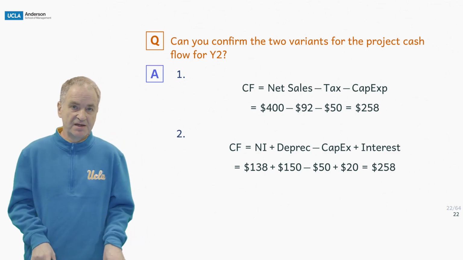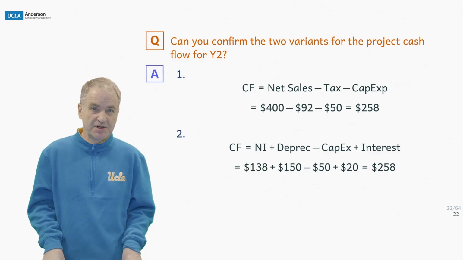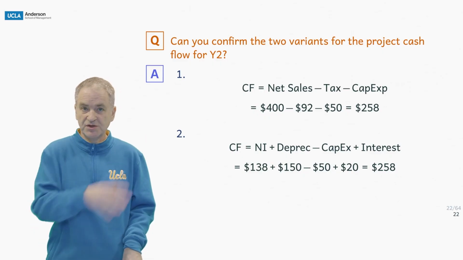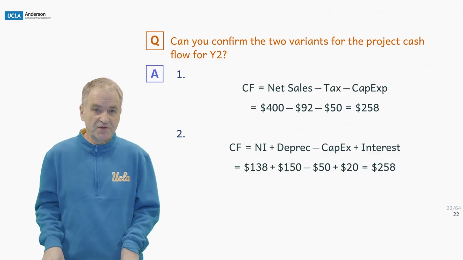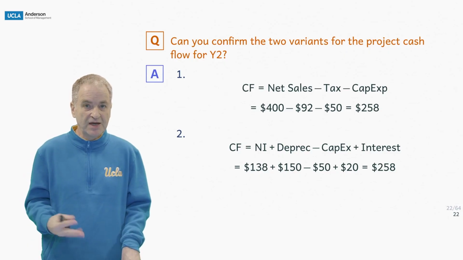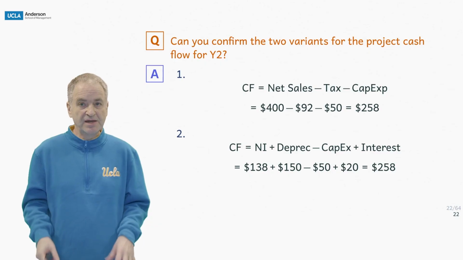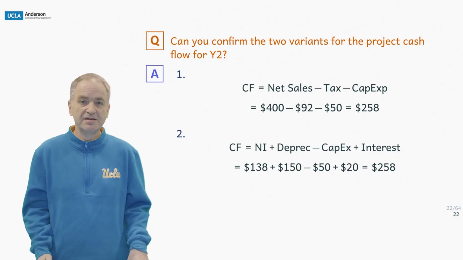So here's the year 2 numbers. Cash flows is net sales minus tax minus capital expenditures. We calculated that just before. Here's the second version. We start with net income of 138. We add back depreciation, subtract out capital expenditures, add the interest. We get exactly the same number.